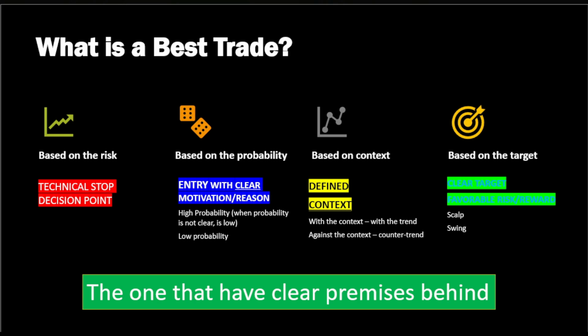We have some elements that we need to consider, but one is the risk, another is the probability that the trade gives us, the context that we are in, and the target that we're looking for. So we have different elements to consider, but when we're talking about a base trade, we really have clarity about the technical stuff. If we are at a decision point, we can have a clear premise behind it. We also have to be clear about the probability that we have. We have a clear reason to take that trade.